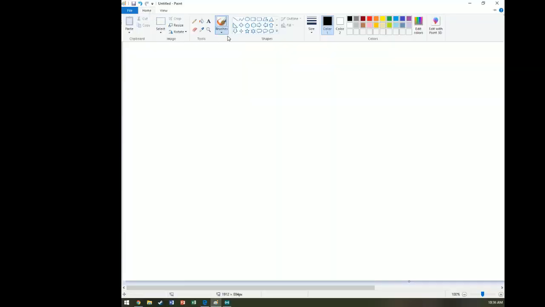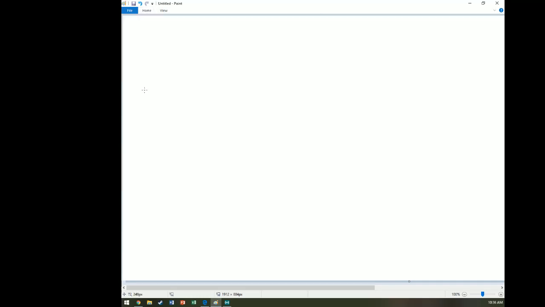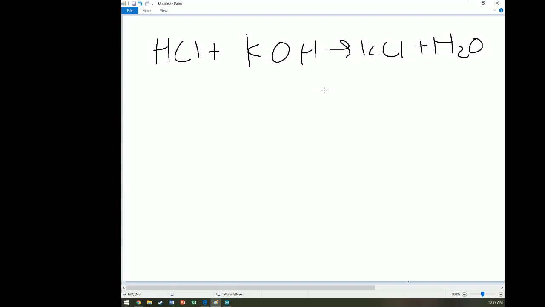Firstly, a general good rule of thumb is to write out a chemical reaction for this stuff. So generally you have HCl plus KOH gives KCl plus H2O. Generally, that's always a good starting point, to note what sort of reaction you are doing.